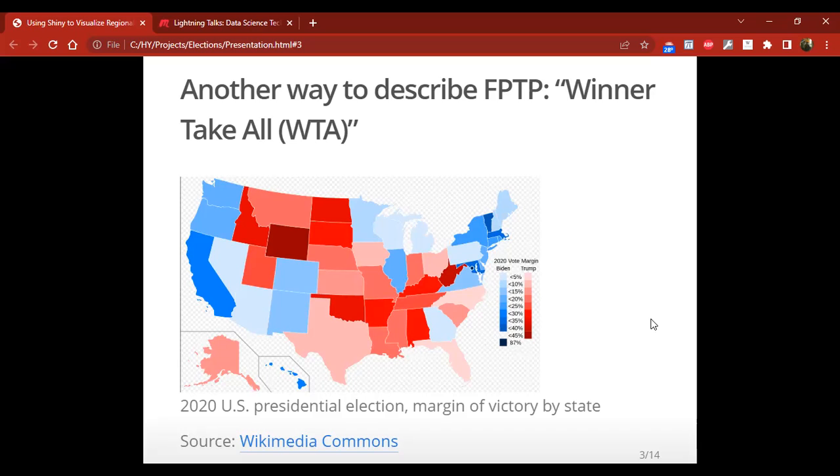So in a similar vein, in any election that's run in first past the post, the candidate who gets the plurality, so not necessarily the majority of the votes, gets either the seat or, in this case with the presidential elections, of course, all the electors in that state.